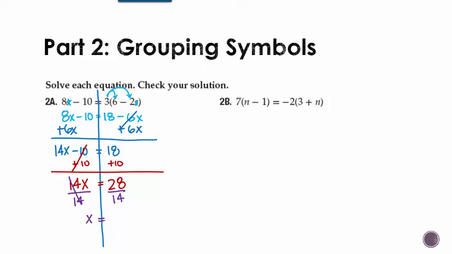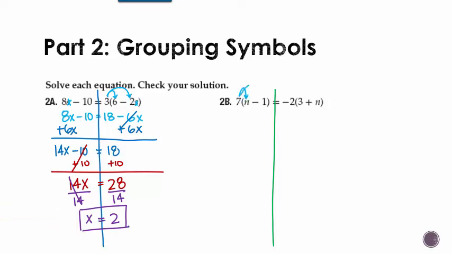So we get x equals 2. And just like every single problem in this chapter, you can plug that back in and make sure that you did it correctly. So let's do one more together. Draw our nice little line down. And before I can do anything else, I'm going to get rid of the parentheses on both sides.